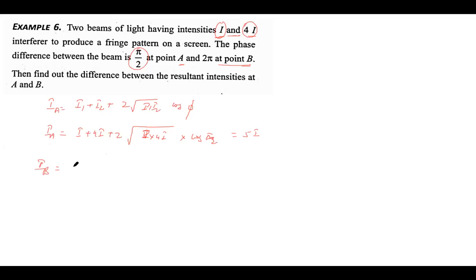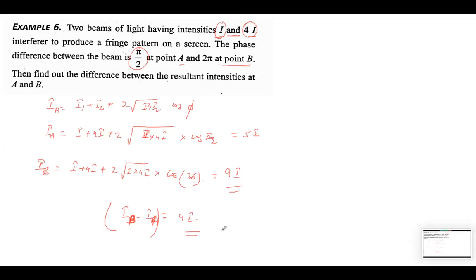उसी तरह इंटेंसिटी एट B इज इक्वल टू I plus 4I plus 2 root under I into 4I into cos of 2 pi. cos of 2 pi 1 हो जाता है, तो 2 root 4I square, 2I into 2, 4I plus 5I, 9I हो गया. कह रहे डिफरेंस बिटवीन द इंटेंसिटीज एट ए एंड बी, मतलब IB minus IA. सो बेसिकली IB बड़ा है तो IB minus IA, डिफरेंस निकालना है इन दोनों के बीच. 4I हो गया. क्लियर है बच्चों? Yes, sir.